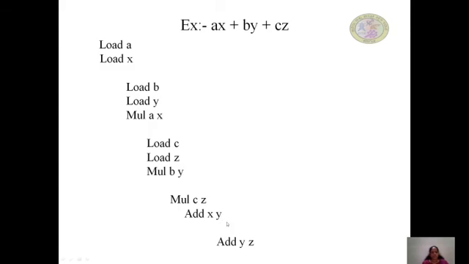So now at the end of this instruction, we have the result of multiplication of CZ and the addition of AX plus BY. Now we're going to perform the last instruction, that is add Y comma Z, which performs the addition of AX plus BY with CZ. In order to execute this equation, the number of clock cycles required is 5. That is, in 5 clock cycles it can be executed in a VLIW processor.